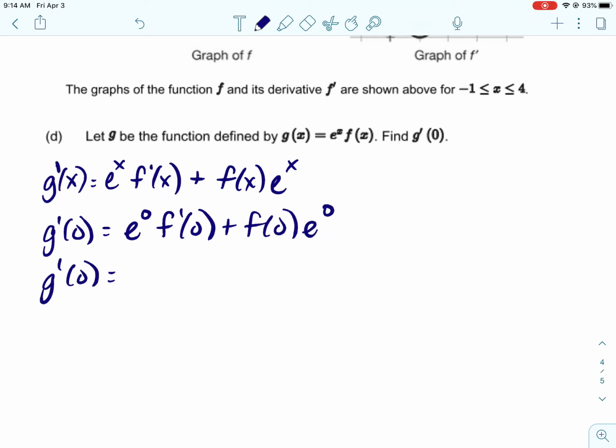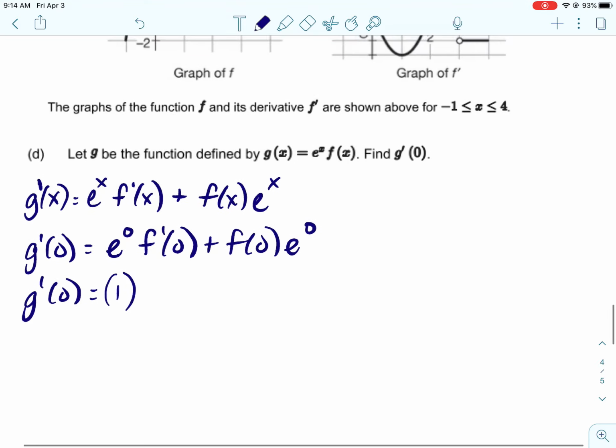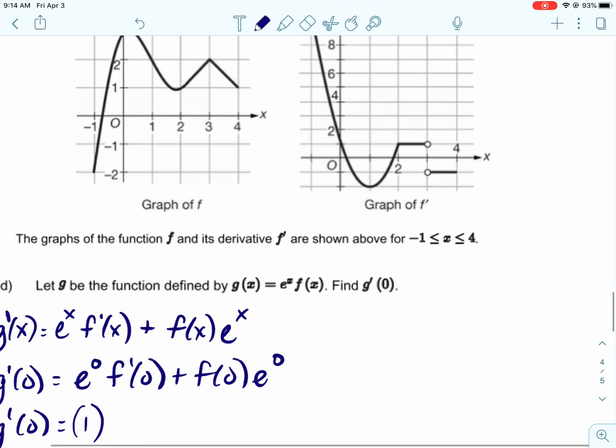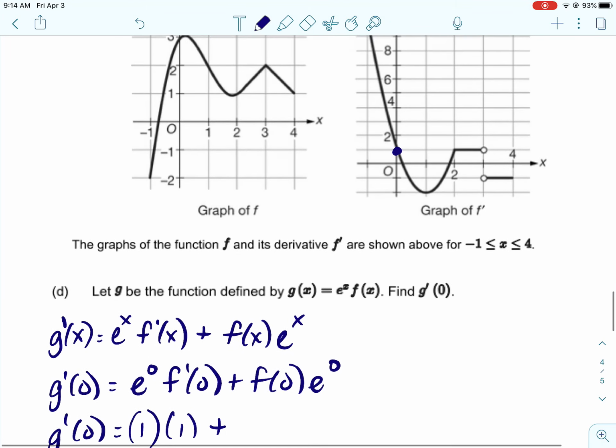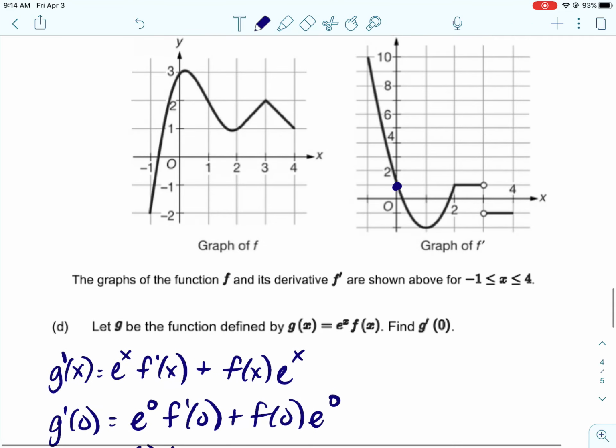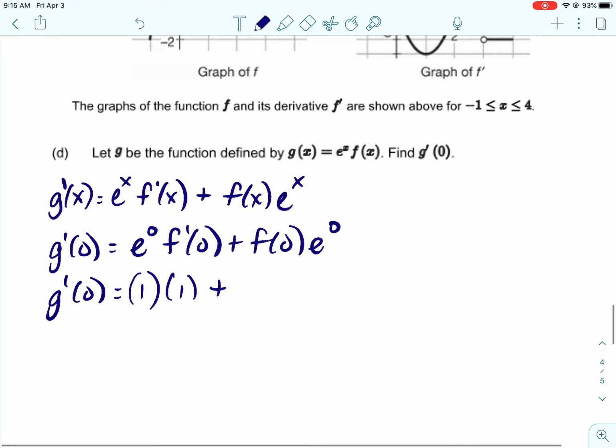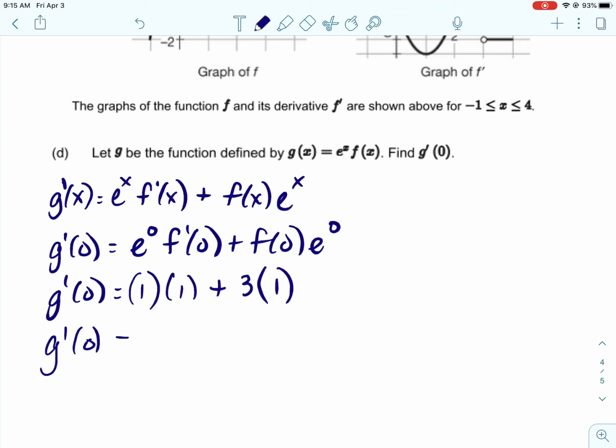All right, and then g prime of 0, we'll just fill in all those zeros. So that's going to be 1. F prime of 0, we go to the f prime function, find where 0 is, and that is going to be 1. F of 0, we go to the f function, find where 0 is, and that's going to be 3. And e to the 0 is 1.